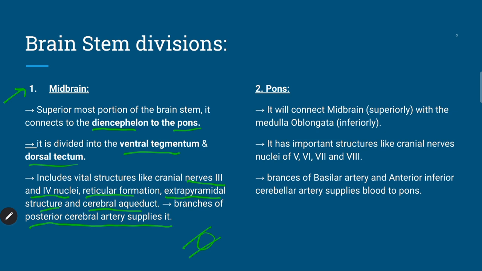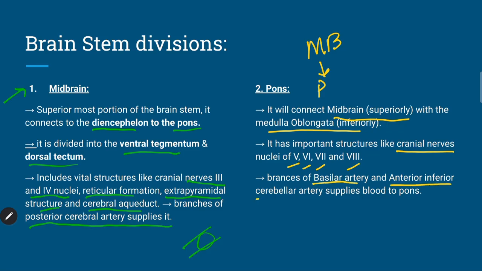Let's start with pons. Pons is in the midway point. So you have the midbrain, then come the pons. It will connect the midbrain superiorly with the medulla oblongata inferiorly, and it has the important structures like cranial nerves 5, 6, 7, and 8. The blood supply to the pons is through the basilar artery and the anterior inferior cerebellar artery, or AICA.